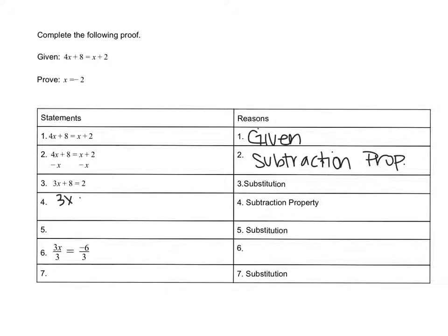So we'll have 3x plus 8 equals 2, and we're going to subtract 8 from both sides. And our next statement should be this statement we get when we subtract 8 from both sides. So we're going to have 3x equals negative 6. And we're already given its reason. So next in statement 6, we have 3x divided by 3 equals negative 6 divided by 3. Well, I'm dividing both sides. So it's going to be the division property.